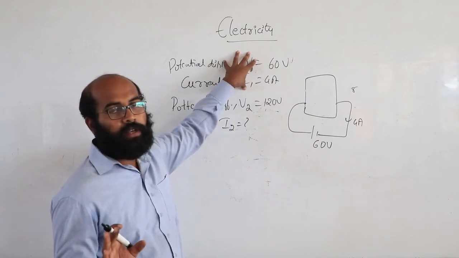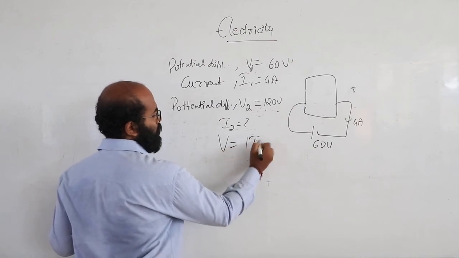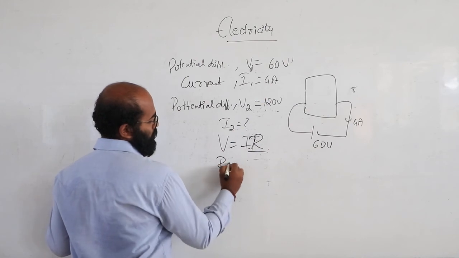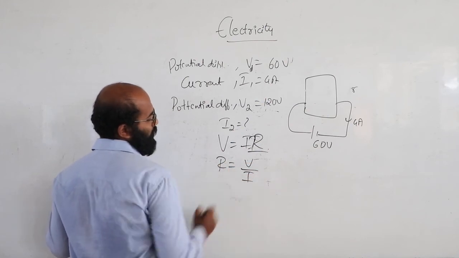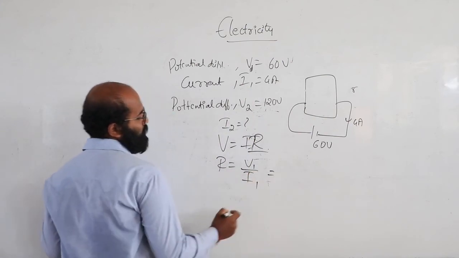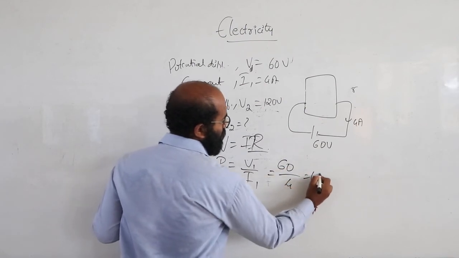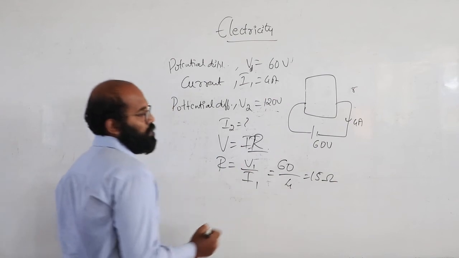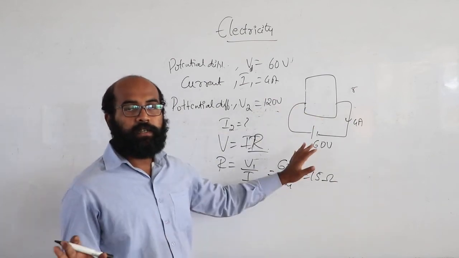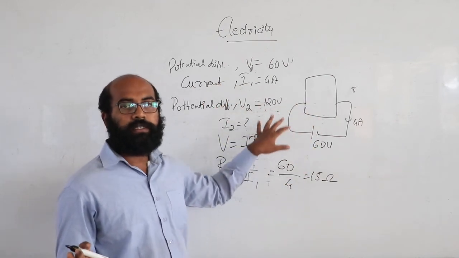So here, using these values, find out the resistance. Using Ohm's law, V is equal to IR, so you can find R. R is equal to V by I, so it is V1 by I1. V1 is 60, I1 is 4. So it is 15 ohm. So the resistance of this heater is 15 ohm, which will not change. Even in the second situation they are using the same heater, so the resistance remains the same.